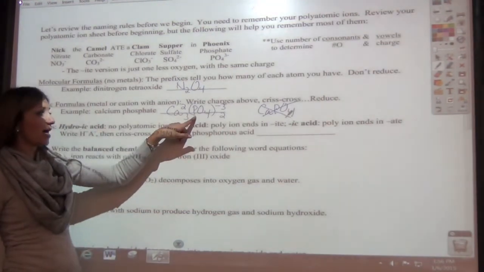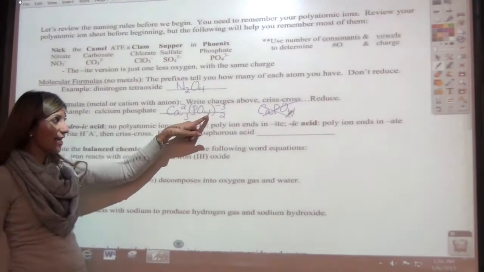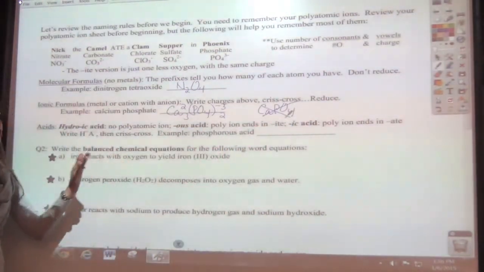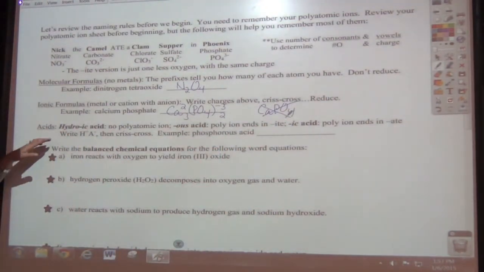And instead of 2 phosphorus, it would be 1. And instead of 8 oxygens, it would be 4. So make sure that you get your formulas right, okay?